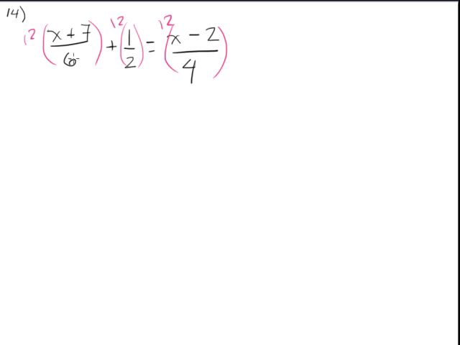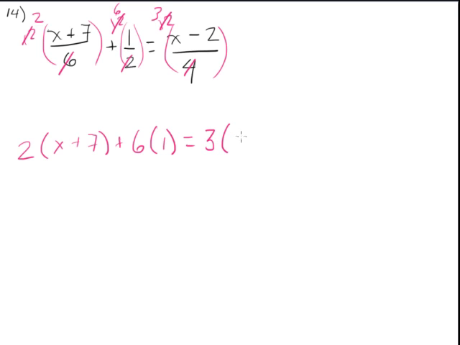Then I have 12 divided by 6. That cancels out the 6, and I'm going to be left with just a 2. So I'm going to have 2, then what's in the brackets? x plus 7. Then 12 divided by 2, no more 2 in the bottom there, and I'm going to be left with just 6. And then what's in the brackets? 1 equals to 12, and 4 then cancels out, and I'm going to be left with just a 3. 3 in brackets, x minus 2.